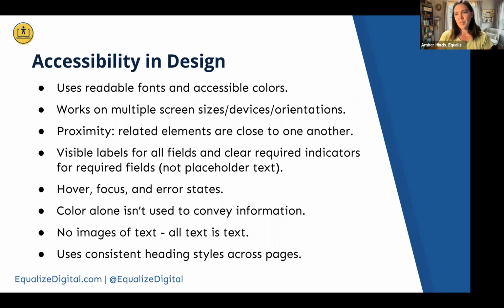We look for issues related to proximity. So related elements need to be close to one another. A label for a form has to be really close to the field, so that if the screen gets wider and you have them next to each other instead of one on top, you don't want them to spread out, which makes someone have to track with their eyes to figure out which label goes with which field, right? We really want to make sure that things that are related to one another stay close together.